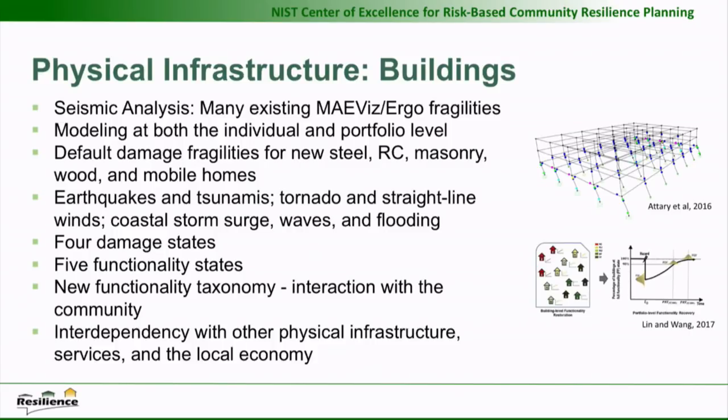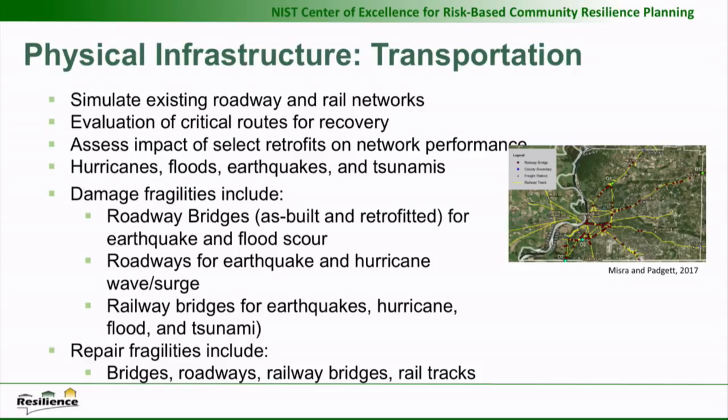There's also physical infrastructure, buildings. You'll hear quite a bit about this in the portfolio analysis. For seismic, many of these were imported from Mavis Ergo, but as well as tornado wind. There's 4 damage states, 5 functionality states for many of these hazards. Transportation, this includes damage fragilities as well as repair fragilities.